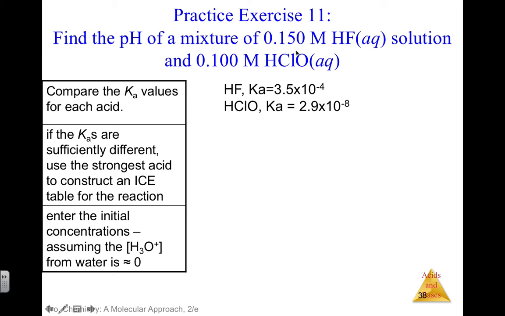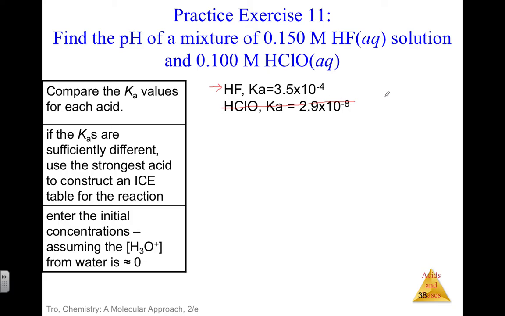Well, we have to figure out which of the two acids is stronger. So hydrofluoric acid, HF, has a Ka of 3.5 times 10 to the negative 4th. HClO has a Ka of 2.9 times 10 to the negative 8th. So we have to determine which acid is stronger. Well, I know that the larger the Ka, the stronger the acid. So I see that the Ka of HF is larger, therefore HF is stronger. So we can essentially just ignore the contribution of the H+ from HClO and focus only on the hydronium produced at equilibrium from HF.